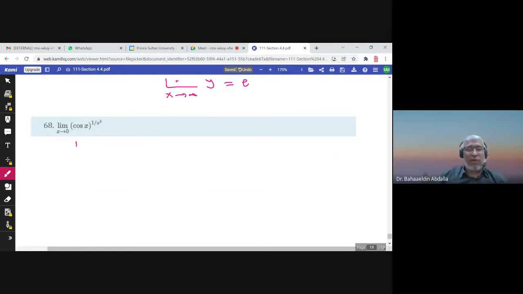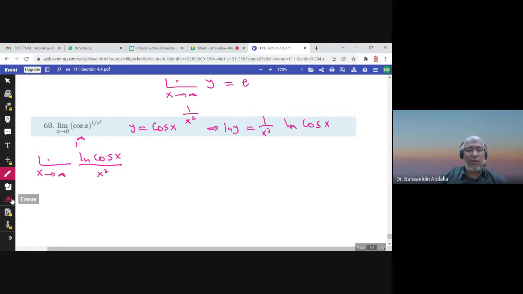Cosine 0 is 1. 1 over 0 is infinity. Cosine x to the power 1 over x squared. Let us find limit ln cosine x over x squared, x goes to 0. Cosine 0 is 1, ln 1 is 0 over 0. Use L'Hopital's.